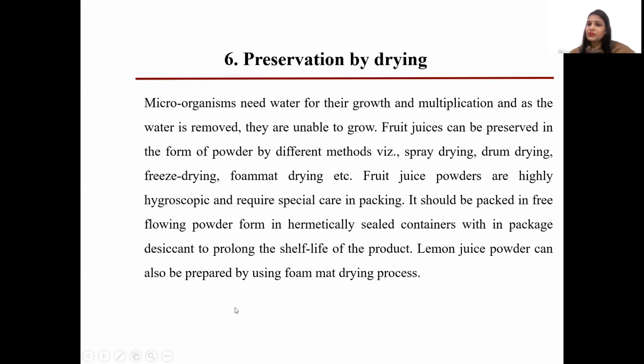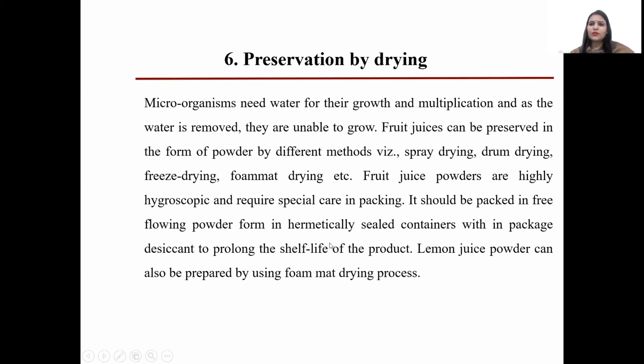And preservation by drying, so the most suitable drying condition for fruit juices is spray drying. So we have to prepare the juices and maintain their TSS value at least 20% for the preparation of powder, right? So with the use of a rotary vacuum evaporator, we can concentrate the juices, right? And then we will go for drying. Okay, so there are different drying methods like spray drying, drum drying, freeze drying, foam mat drying.